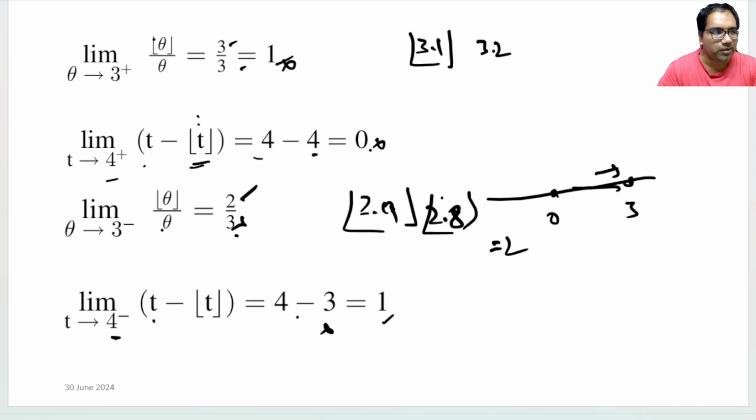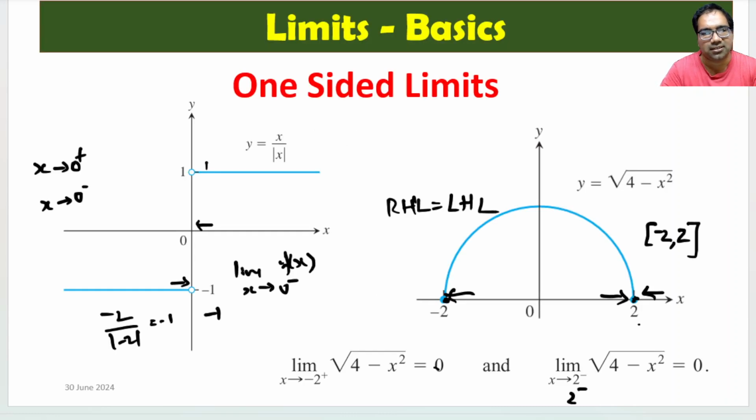Right, guys? Hope you understood this. These are very, very basic concepts of left hand limits and right hand side limits. These are important for us to calculate limits in a detailed way, in a consistent way, and for good conceptual understanding. We should have this complete clarity to go further into limits.